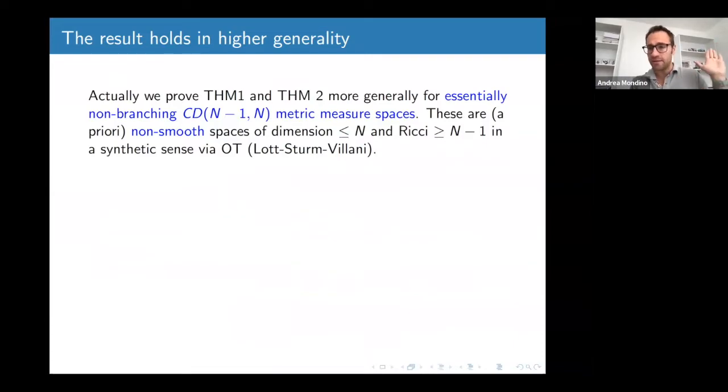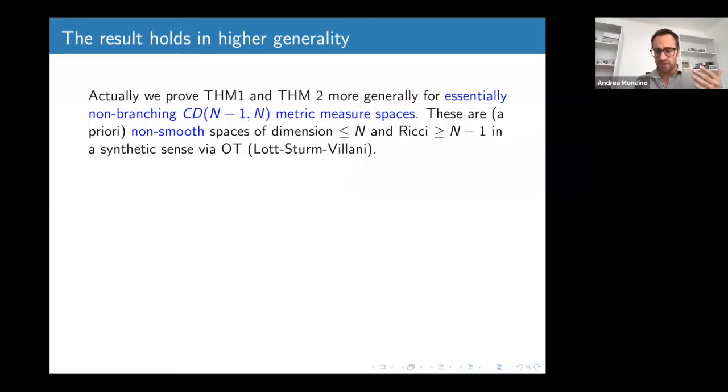For the moment, I stated everything just for smooth Riemannian manifolds with lower bound on the Ricci by n minus one. But let me stress that we prove everything in the much more general framework of possibly non-smooth spaces with the lower bound on the Ricci in terms of optimal transport. So these are the so-called essentially non-branching CD(n minus one, n) metric measure spaces.